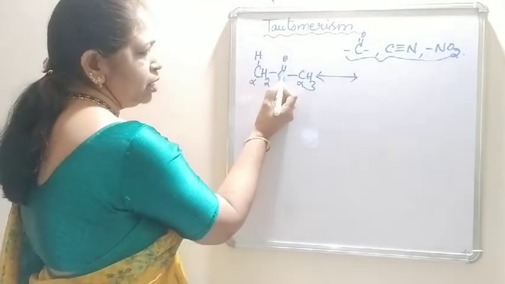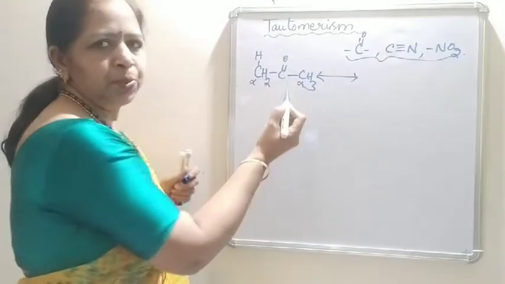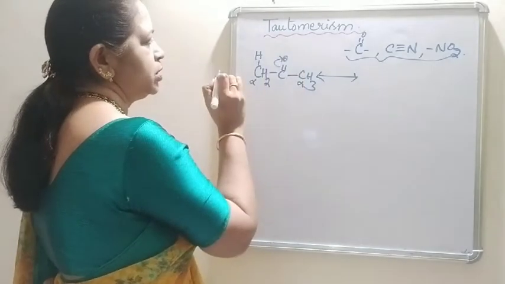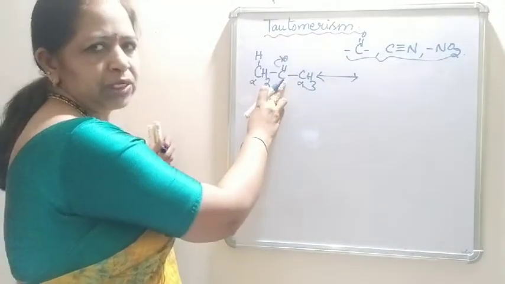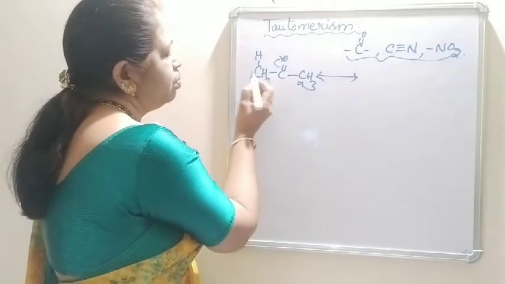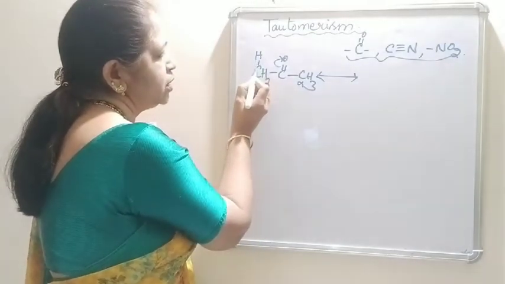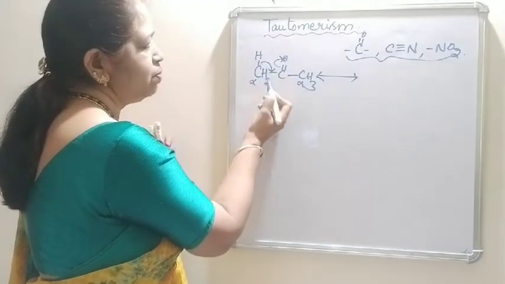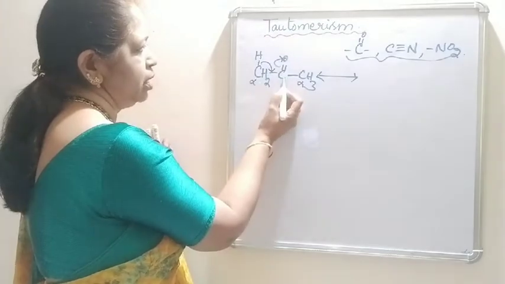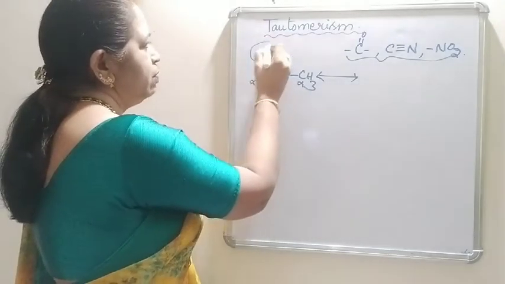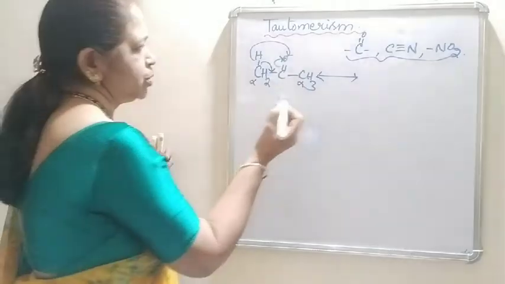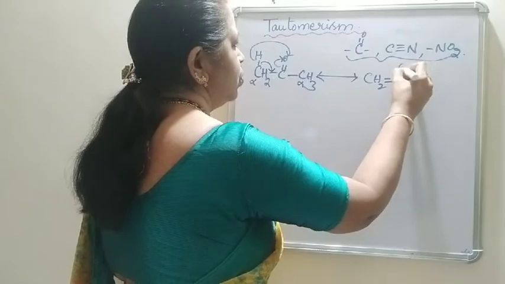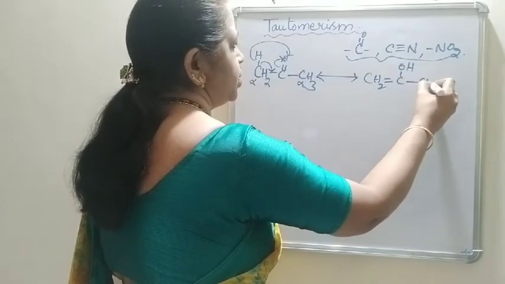See here, the bond between carbon and oxygen is a polar double bond. So the bonded pair will be attracted towards the oxygen, and this carbon develops a positive charge. Then the bond pair between the alpha carbon and hydrogen will come in between carbon and carbon, so there will be formation of a double bond between carbon and carbon. And this proton will migrate towards the oxygen. So it forms CH2 double bond COH, CH3.